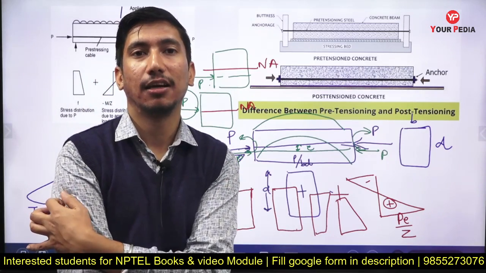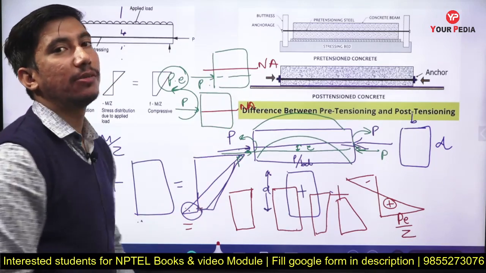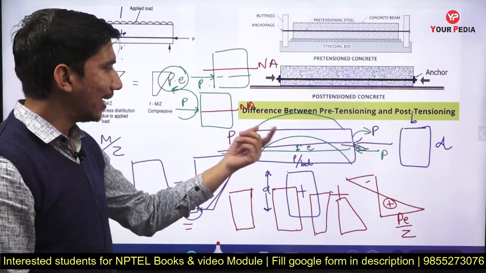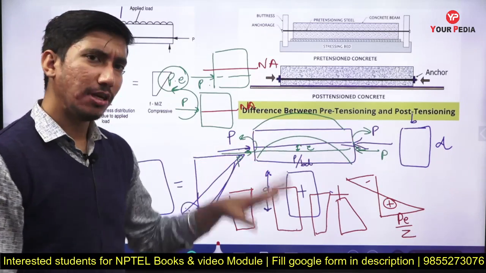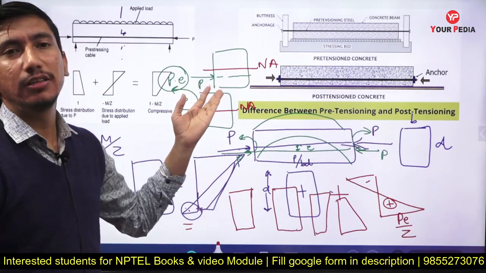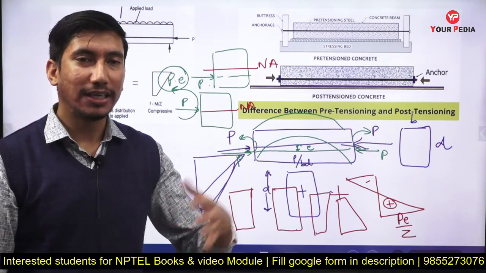This is what pre-stressing does, and this is what eccentric pre-stressing is helpful in. We can either go with concentric pre-stressing, where we are applying the pre-stressing at the neutral axis only, and we can also go with eccentric pre-stressing. Okay, that depends upon what kind of loading is coming.